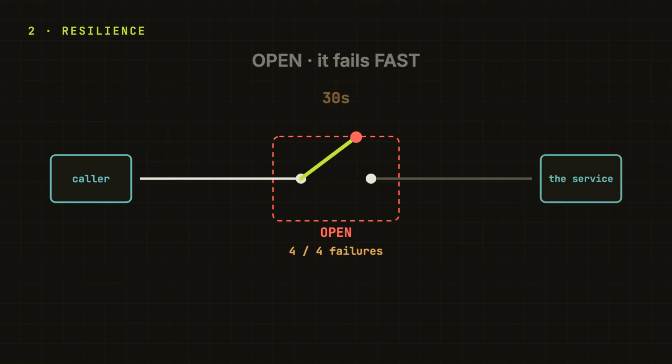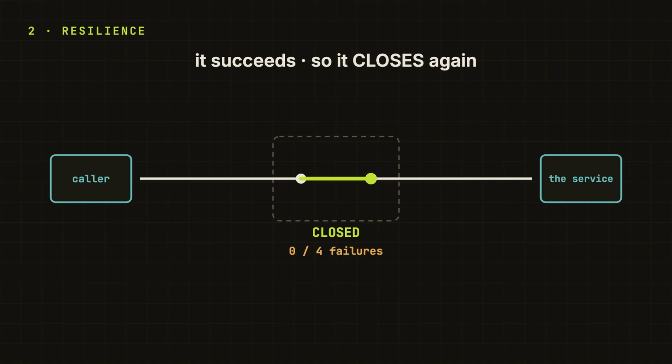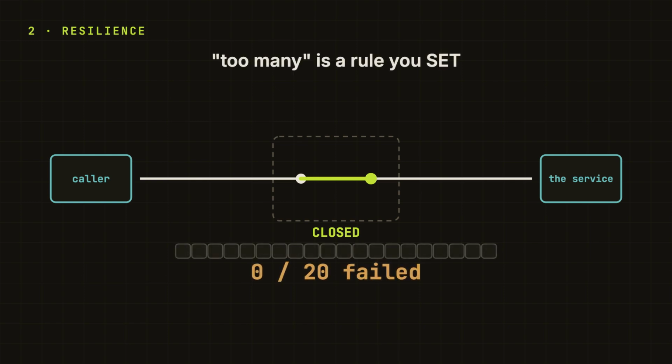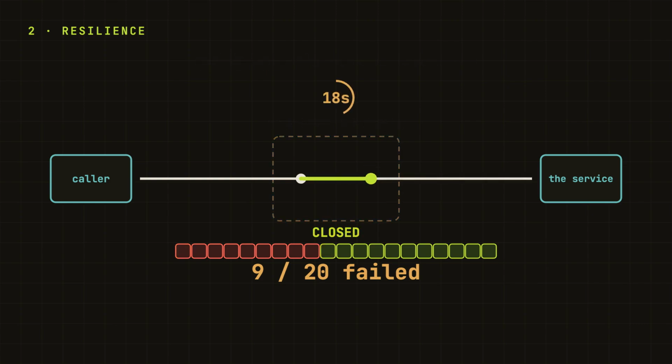And after a while, it goes half open. It lets a few test calls through, and if they succeed, it closes again. Closed, open, half open. And the two numbers that make it a real machine. Too many failures is a rule you set. Something like, if more than half of the last 20 calls failed, trip. It is always measured over a recent window, not a lifetime total, so old failures do not count forever. And after a while is just a timer. Let's say 30 seconds before it lets those test calls through. This one stops a single failing service from taking down the whole system.